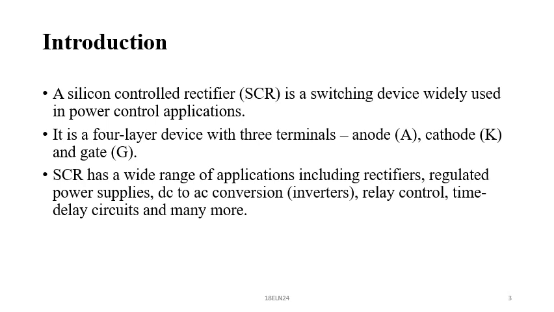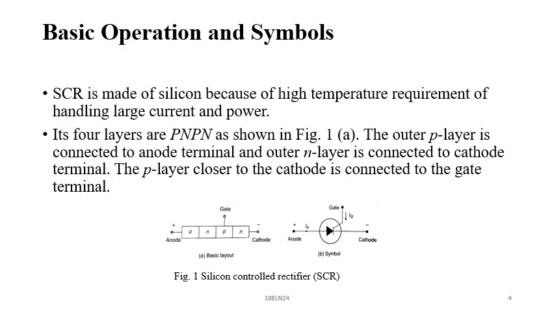Next we will discuss the basic operation and the symbol of SCR. Basic operation and symbols. The SCR is made of silicon because of the high temperature requirement of handling a large current and power. It can withstand a large current and a large voltage also. So I have mentioned that in terms of power we use this SCR.